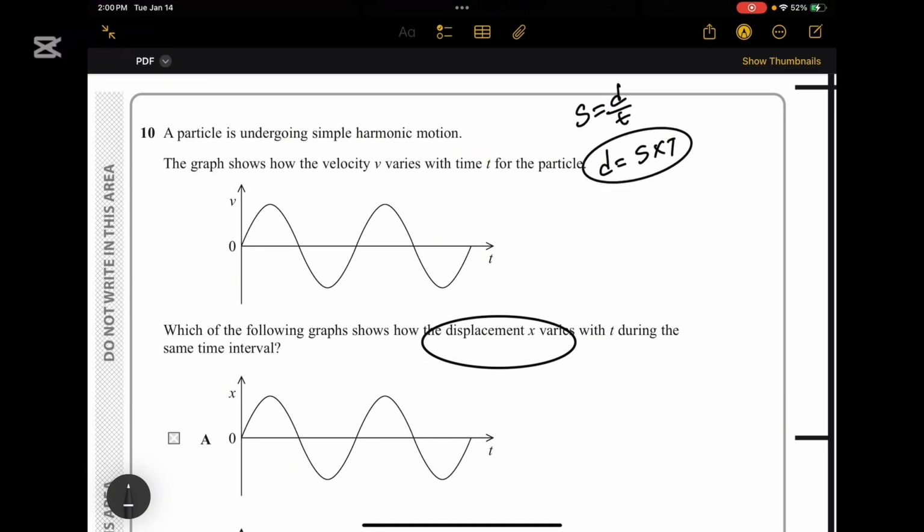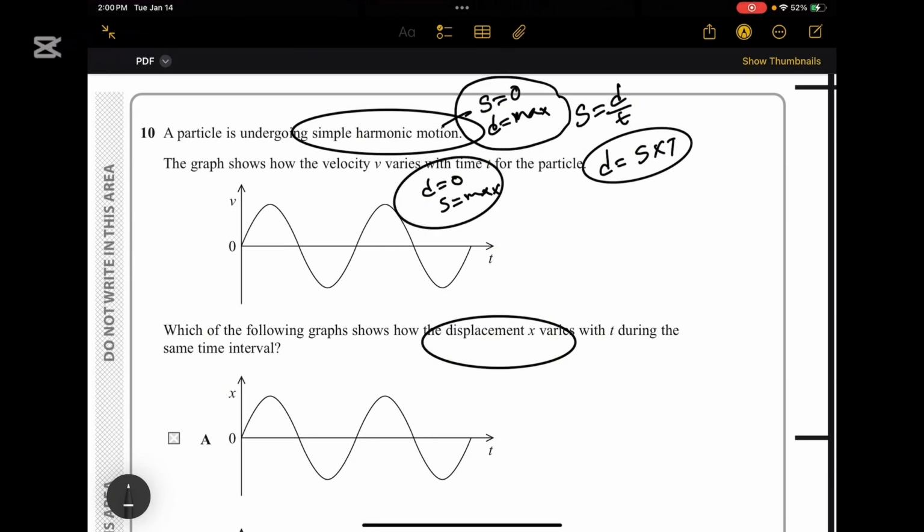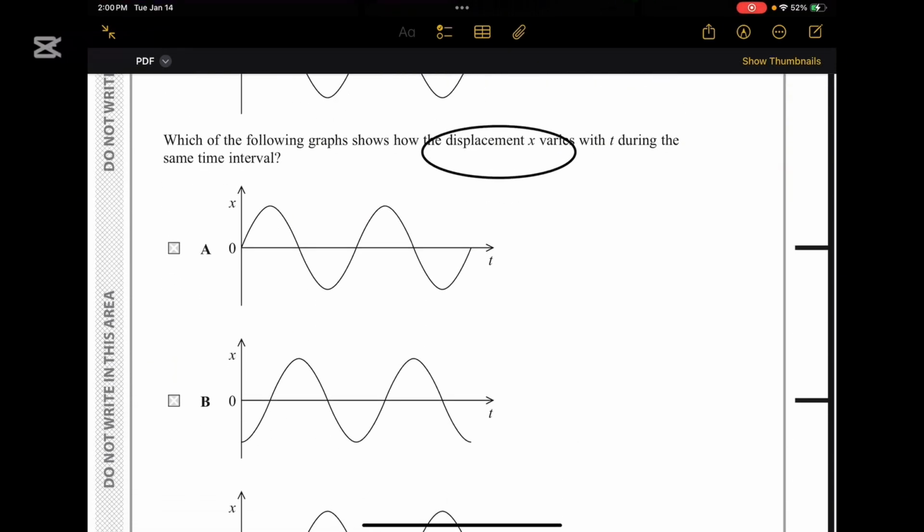Specifically for simple harmonic motion, when the speed is 0, at that time the displacement is maximum, and when the displacement is 0, the speed is maximum. This is one thing that you need to memorize for simple harmonic motion. When the speed is 0, the displacement is maximum. When the displacement is 0, the speed is maximum. Here, when the speed is 0, the displacement must be maximum. For that reason, this is not maximum, so our A cannot be the answer.